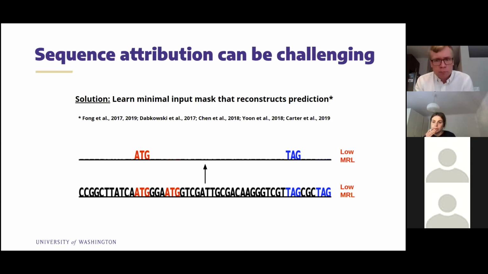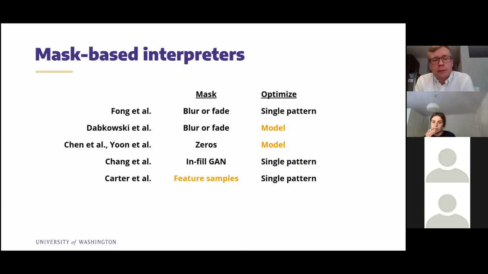So that sounds good, but how do we actually find these masks? In fact, there's a rich history of mask-based interpretation methods, and most of them originate from the world of computer vision. There, they mask unimportant features in an image by blurring or fading it.